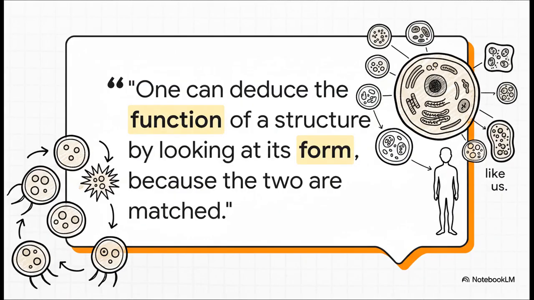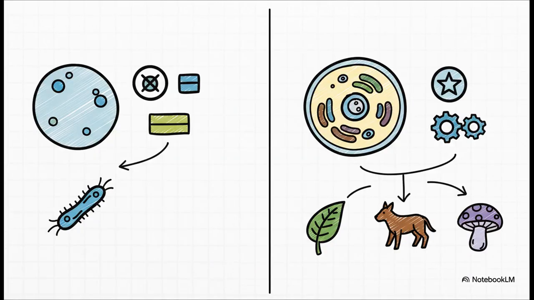This quote just nails it, right? Form follows function. The simple form of the prokaryote is perfect for its function. Reproduce as fast as possible and adapt to anything. But the complex form of the eukaryote allows for a totally different function: specialization. And that ability for cells to specialize is what eventually let them team up and build big multicellular things. Like us.